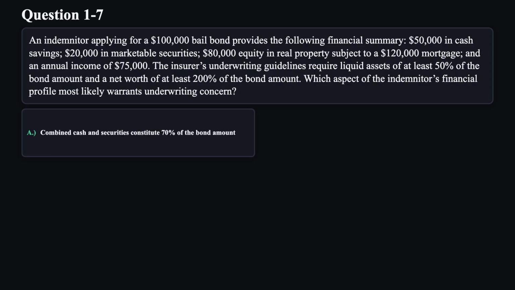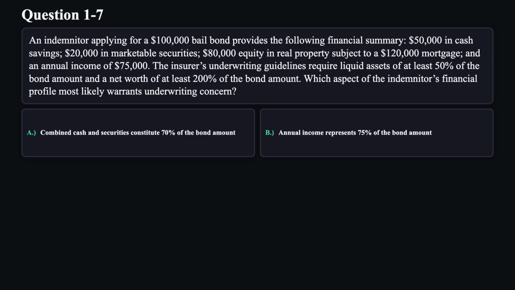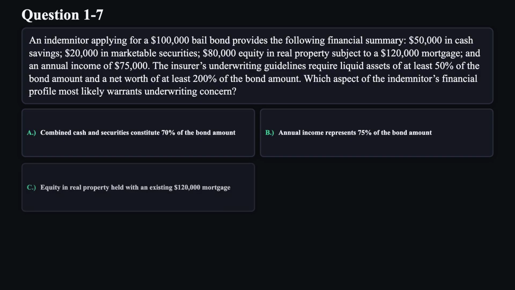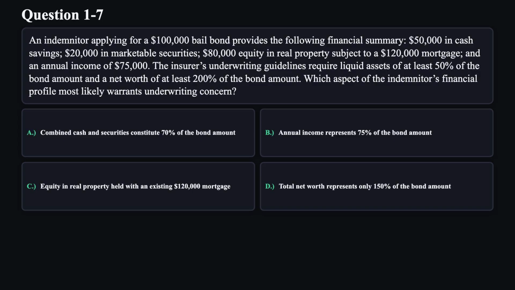A. Combined cash and securities constitute 70% of the bond amount. B. Annual income represents 75% of the bond amount. C. Equity in real property held with an existing $120,000 mortgage. D. Total net worth represents only 150% of the bond amount.